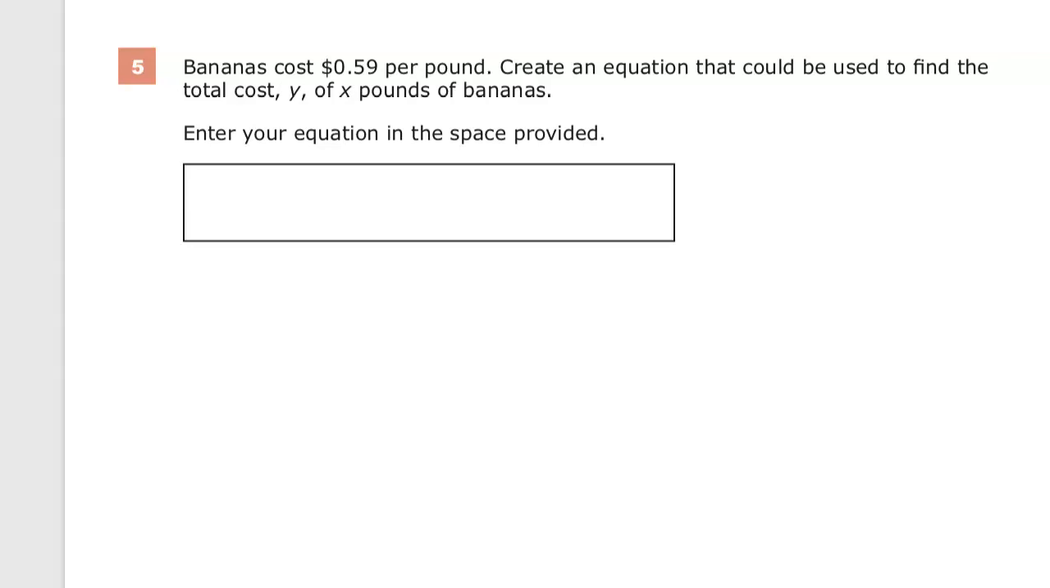This is a grade 6 math practice test for TNReady. Question number 5. Bananas cost 59 cents per pound. Create an equation that could be used to find the total cost of x pounds of bananas. And they want total cost to be y and pounds of bananas to be x.